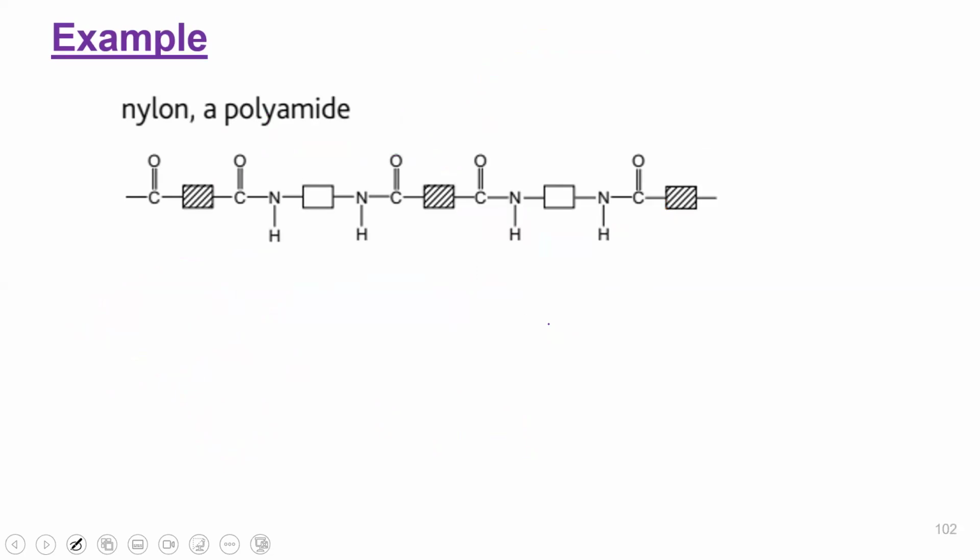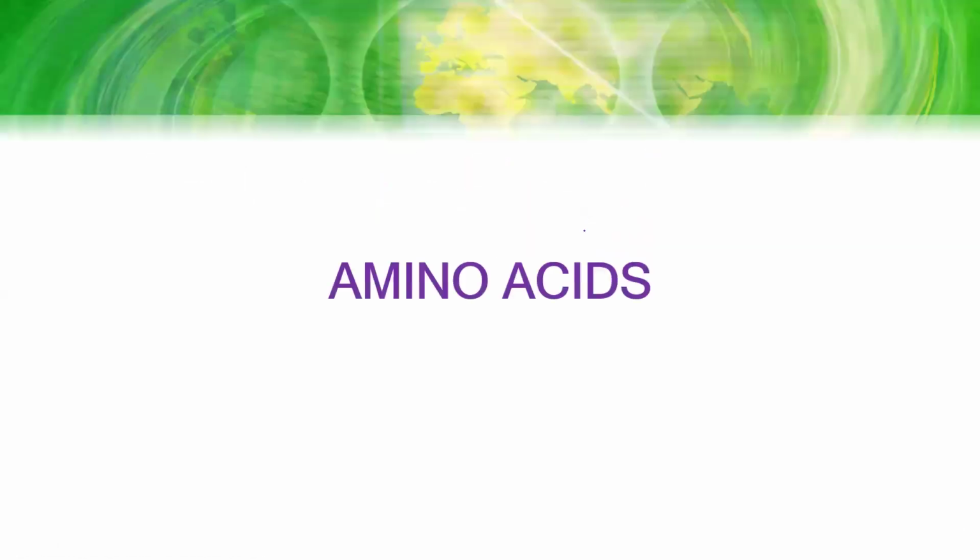Now, this appears in the exam. This is called a polyamide. How do you identify it's a polyamide? This is called an amide link. This one is called polyamide. Now give the heading amino acid.